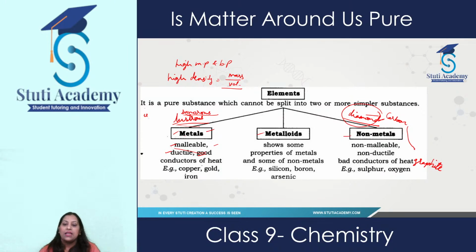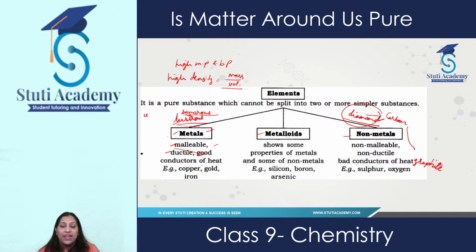Then non-metals are non-sonorous. It means they do not produce any sound. So when you hit non-metals on the ground, they do not produce any kind of sound like the metals. So non-metals are non-sonorous. And non-metals have low density.